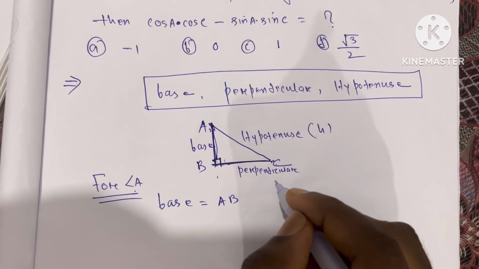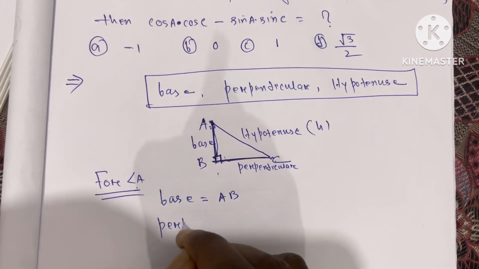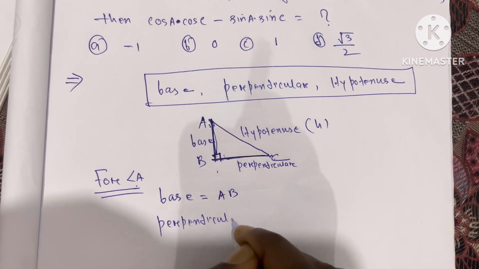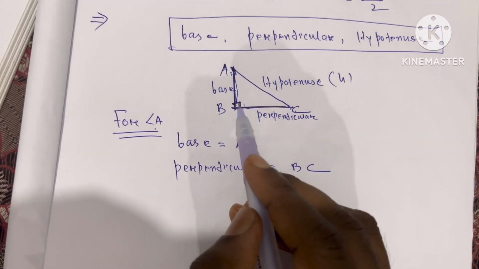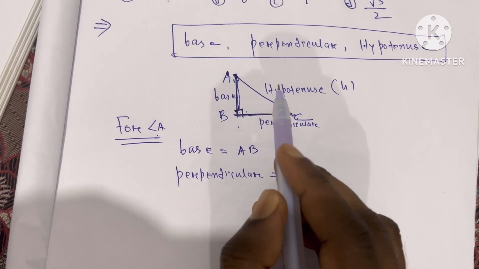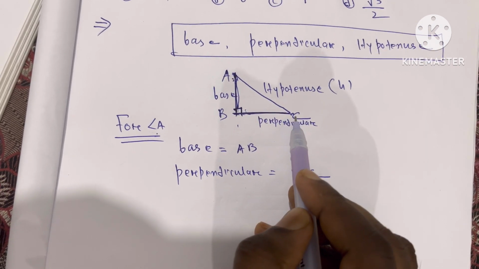This one perpendicular means P. So perpendicular means PR, which is equal to BC. I think you understand, na? So always remember, opposite of 90 degree means hypotenuse. The opposite side of 90 degree is called hypotenuse.